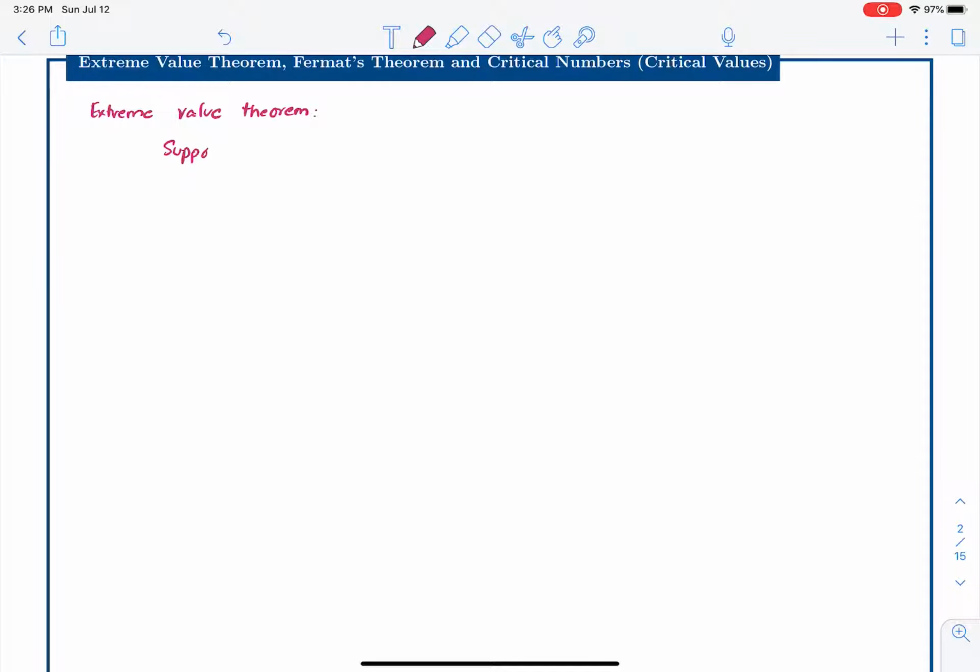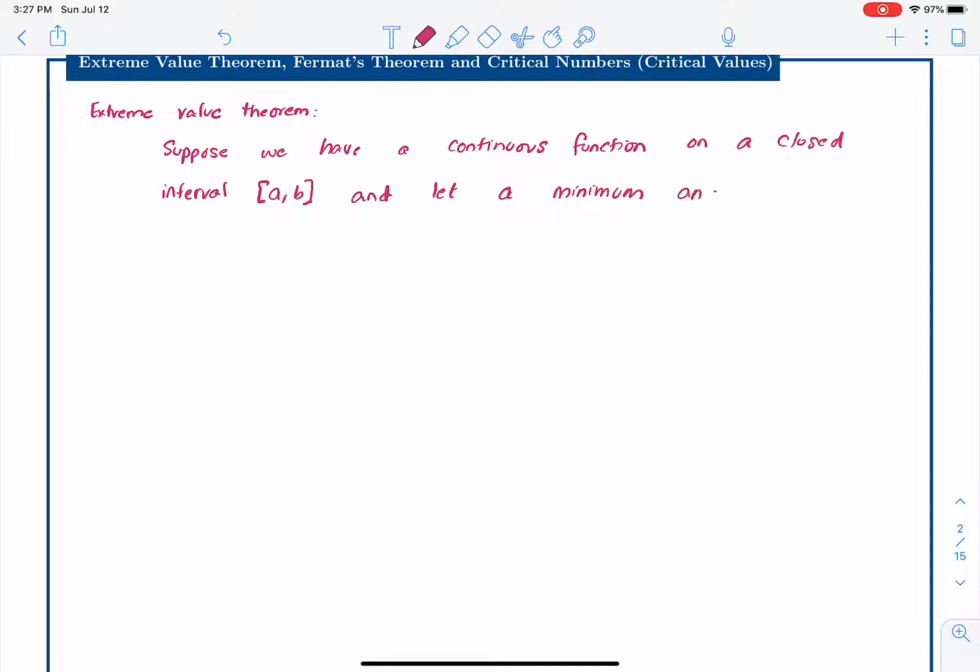So suppose we have a continuous function on a closed interval, closed in the sense I am including A and B. And let a minimum and maximum occur at some points C and D, then C, D must be in the open interval A, B.